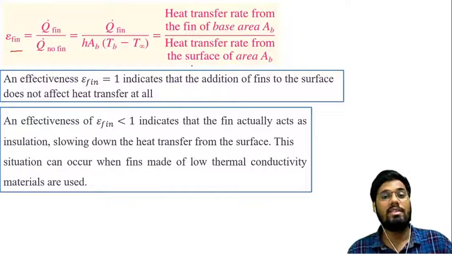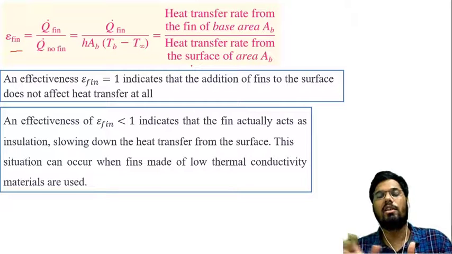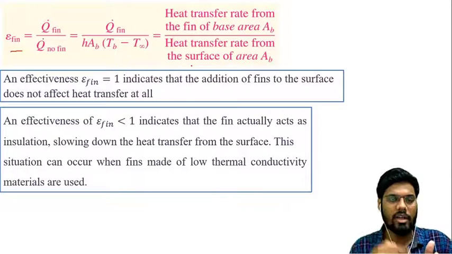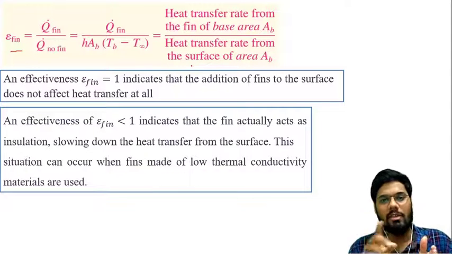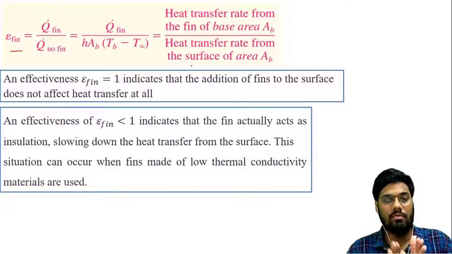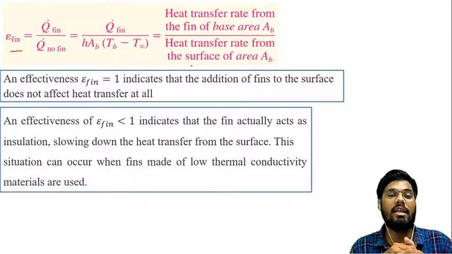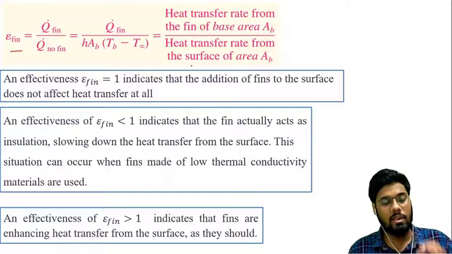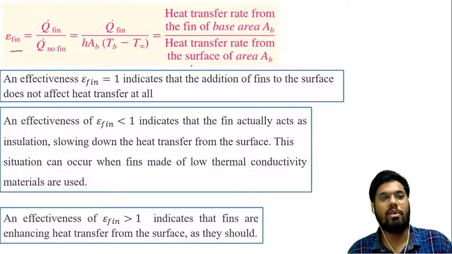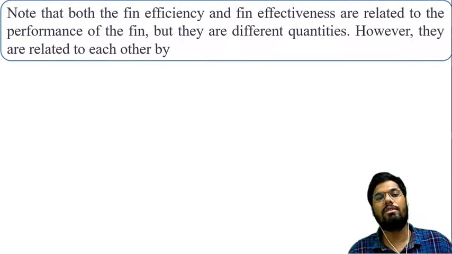If effectiveness is less than 1, it indicates that the fin actually acts as an insulator, slowing down the heat transfer from the surface, because when you attach a fin to that particular area, you are blocking that area for the convection heat transfer. So when effectiveness is less than 1, it indicates that the fin is blocking that area and acting as an insulation. So our effectiveness must be greater than 1, which indicates that the fins are enhancing heat transfer from the surface. It is required for any fin that effectiveness should always be greater than 1. So this is efficiency and effectiveness.